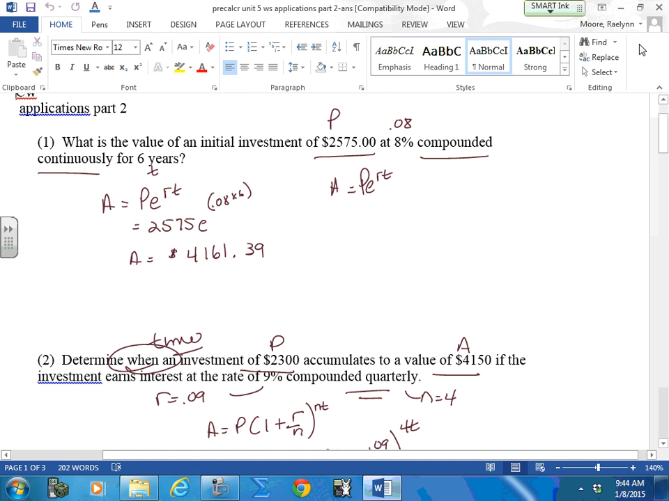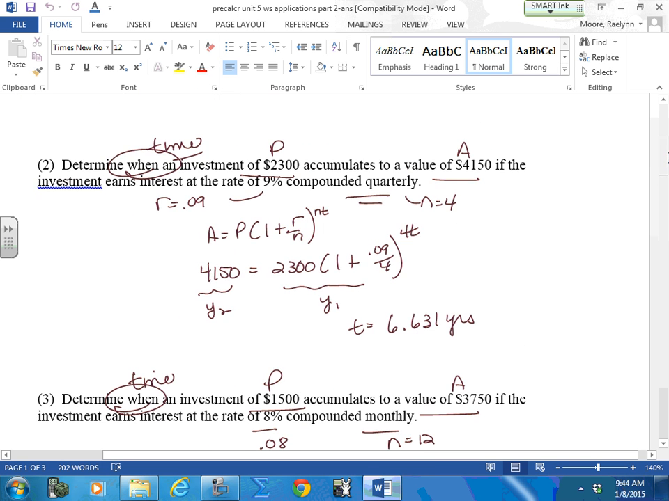I'll just quickly go over these two. This one, determine when. I'm looking for time. When an investment of $2,300 accumulates to a value of $4,150, so it's earned some interest, being compounded at a rate of 9% compounded quarterly. We plug everything in. Your n is your compound quarterly. Your r is your rate. Flip it to a decimal. This is your unknown, your t. My time is unknown. Now, plug this right into your Y1, right into your Y2.